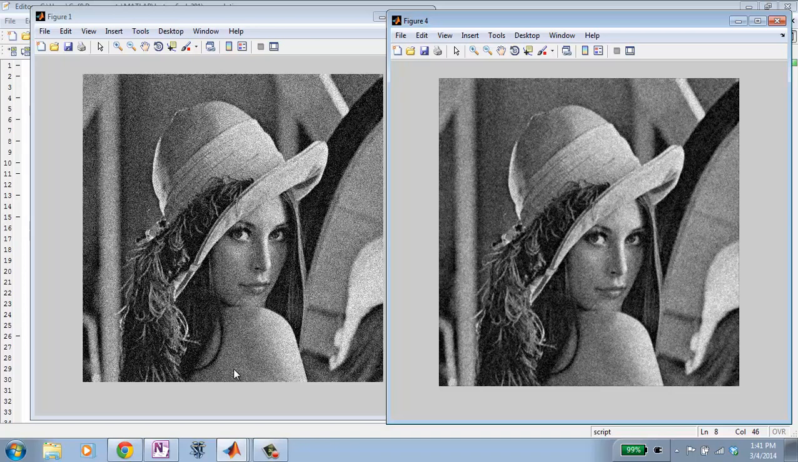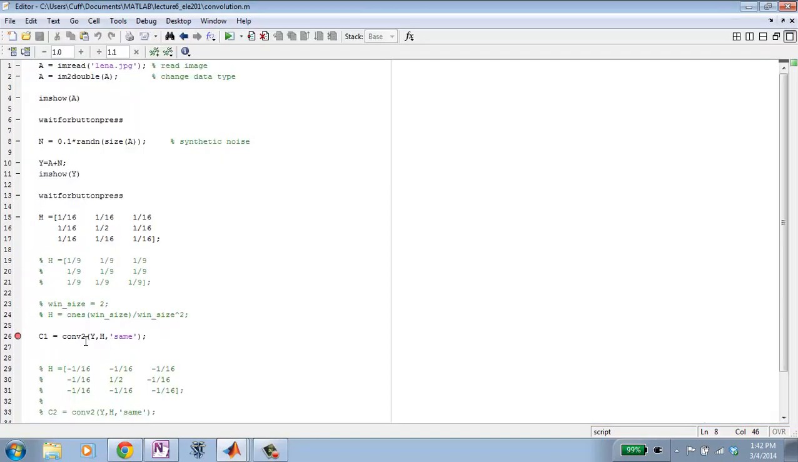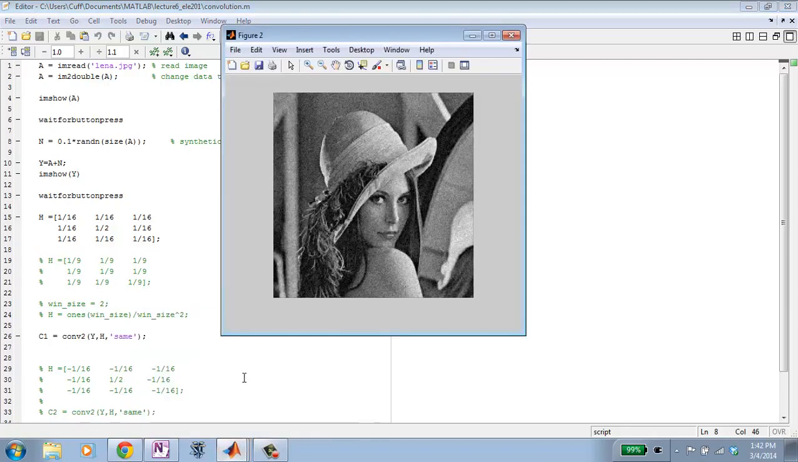What does this have to do with convolution? Exactly. This is a two-dimensional convolution. In fact, if you look at the code, what we call here is conv2. That'll do a two-dimensional convolution. So convolution, as you learned, is that any process that is linear and time invariant can be represented as a convolution.